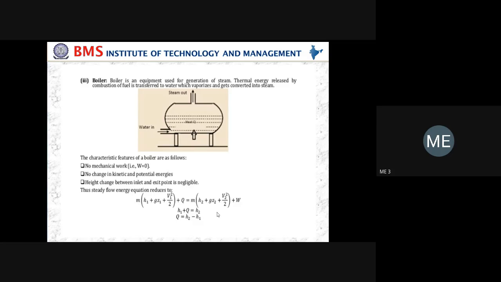In case of a boiler, the amount of heat transfer equals the difference in enthalpy, that is, the enthalpy at outlet minus the enthalpy at inlet. You can write m Cp into (T2 minus T1). This is the expression for the steady flow energy equation in case of a boiler.